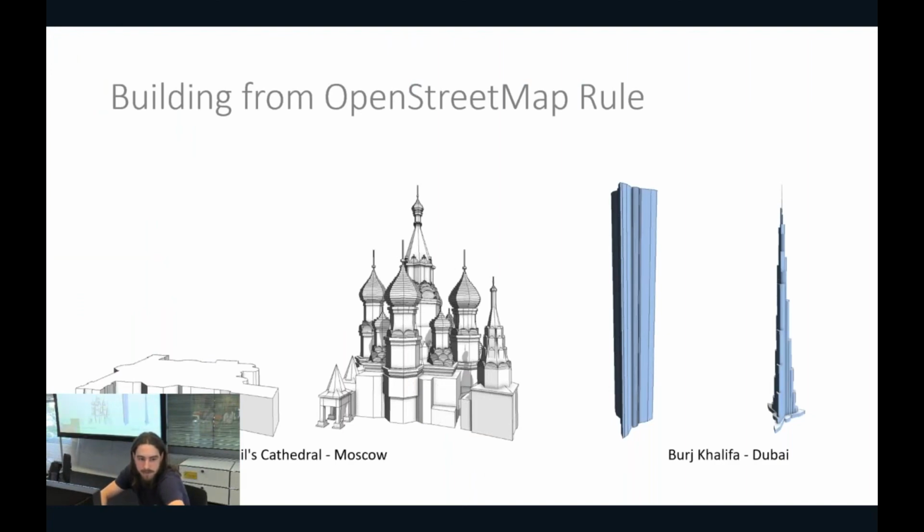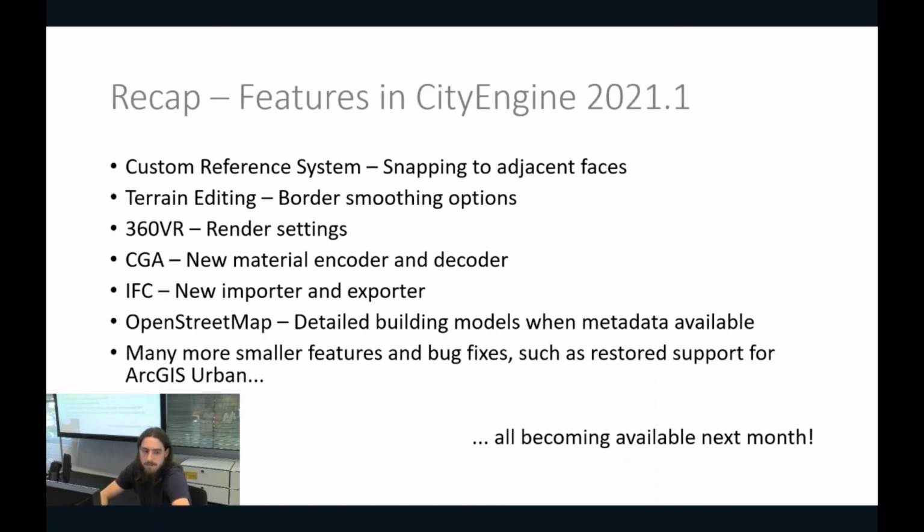So finally, here are two more examples where the increased level of detail makes a huge difference. The famous St. Basil's Cathedral in Moscow on the left-hand side, and the tallest building for more than 10 years now, the Burj Khalifa. Yeah, so these were the most important features to become available in CityEngine 2021.1 next month.